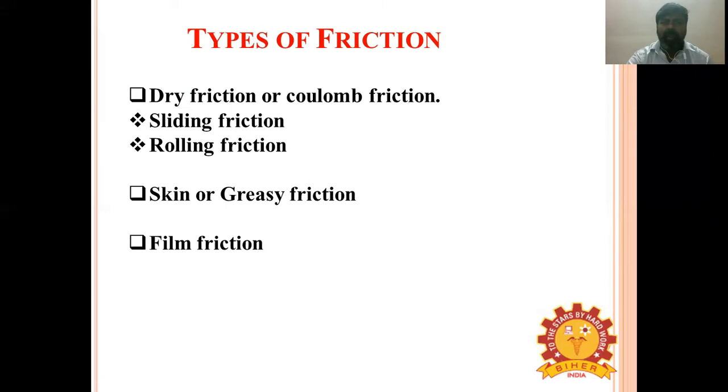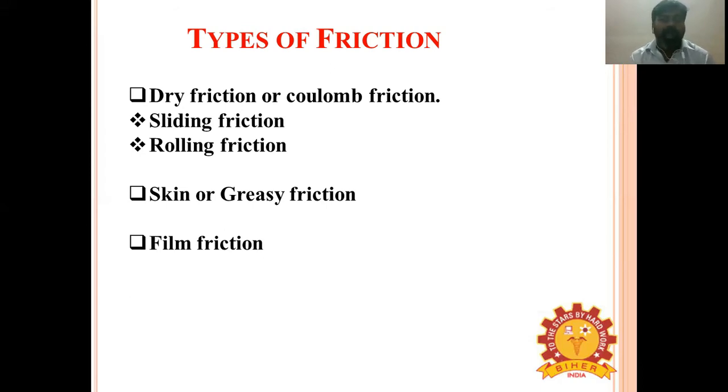Next, we have an important thing, that is limiting friction. What is limiting friction? The maximum value of the frictional force which comes into play when a body just tends to move is called limiting friction or limiting force of friction. And the coefficient of friction is defined as the ratio of limiting friction to the normal reaction between the two bodies. It is denoted by the letter mu.